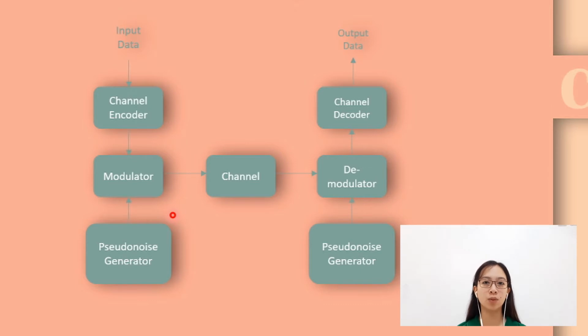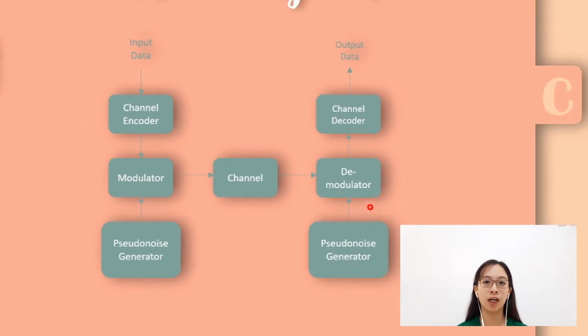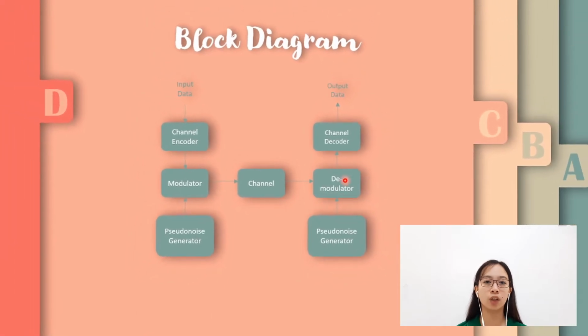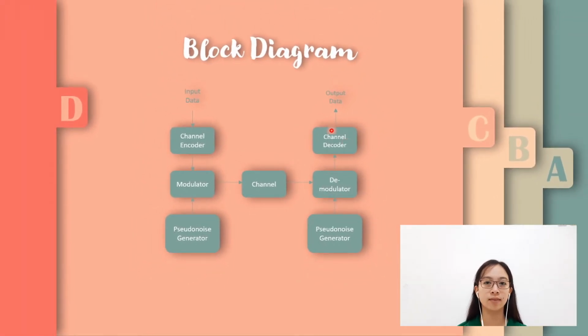The effect of this modulation is to significantly increase the bandwidth, or spread the spectrum, of the signal to be transmitted. On the receiving end, the same digit sequence is used to demodulate the spread spectrum signal in the demodulator or despreader. Lastly, the signal is fed into a channel decoder to recover the data.